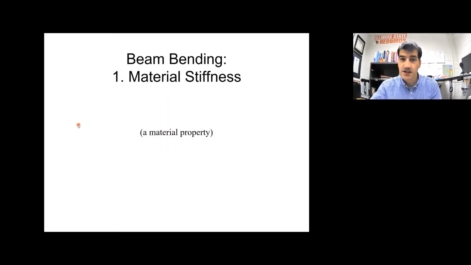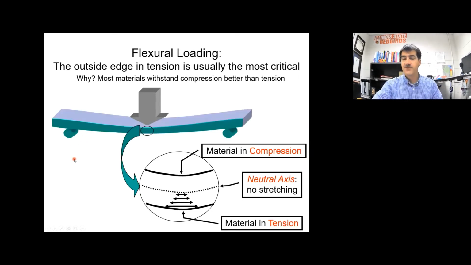Next, we're going to talk in a little bit more detail about each one of those 4 different parameters that affect beam bending. And the first one is the material stiffness. And the material stiffness parameter we call the flexural modulus. The flexural modulus is the parameter that you look up, and it's analogous to the elastic modulus in tension or the compressive modulus in compression.